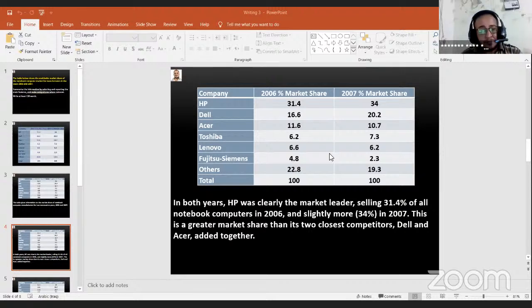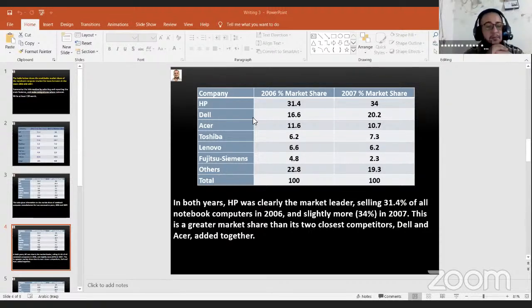Now we come to compare it to the other competitors, the nearest or the closest competitors to it. This is a greater market share than its two closest competitors, Dell and Acer added together. Why? Because Dell and Acer, here if you count 16 with 11 will be less than 31, 20 with 10 will be less than 34.